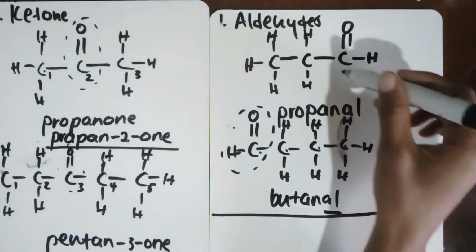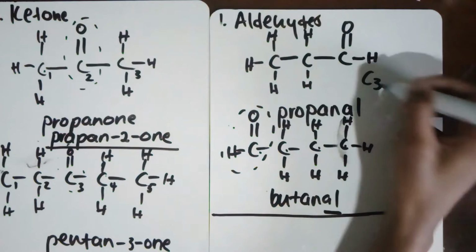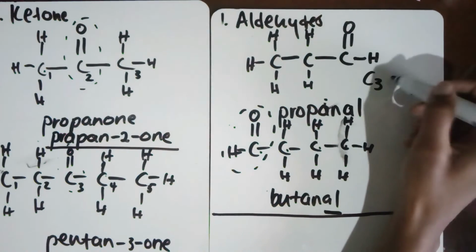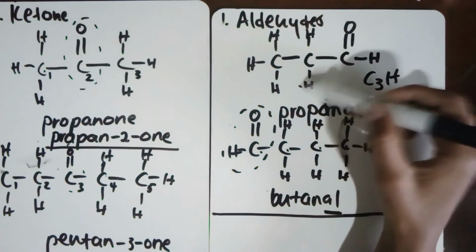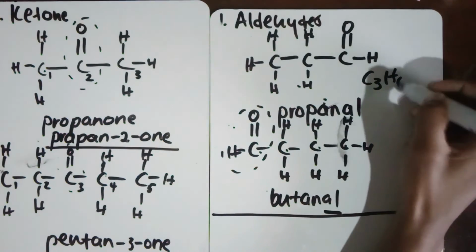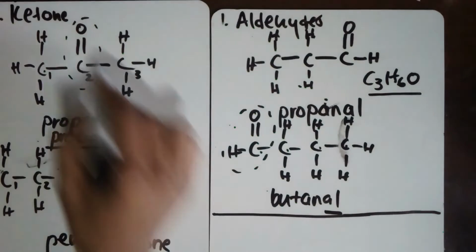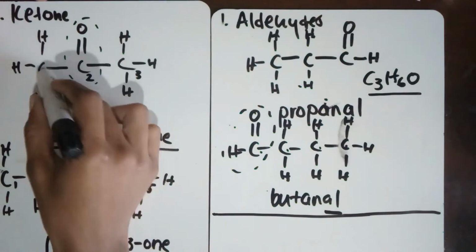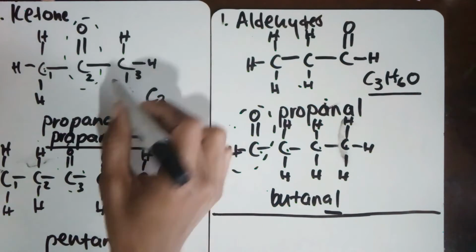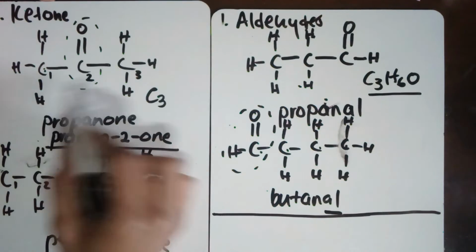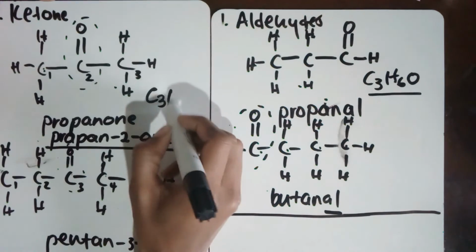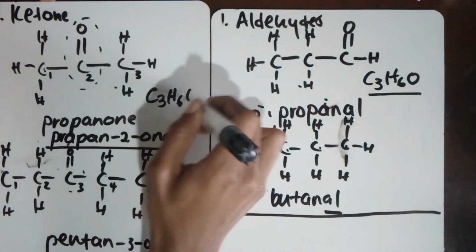So to write their molecular formula, we say, okay, we have 3 carbons. How many hydrogens? 1, 2, 3, 4, 5, 6. 6 hydrogens and 1 oxygen, right? Do the same thing for propanone. We have 3 carbons. How many hydrogens? 1, 2, 3, 4, 5, 6. 6 hydrogens and 1 oxygen.